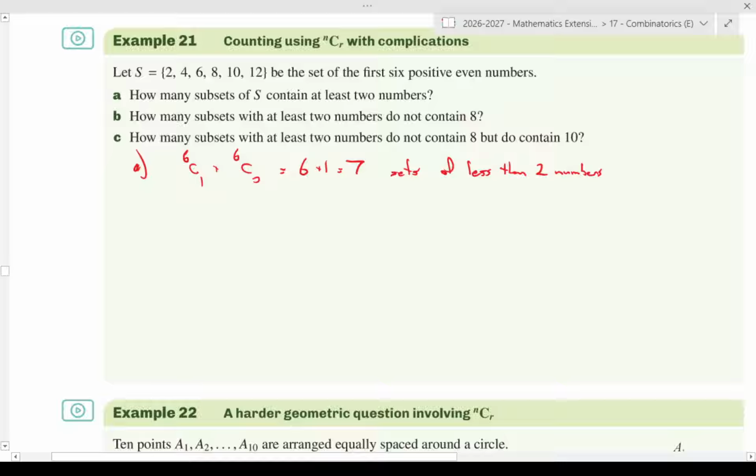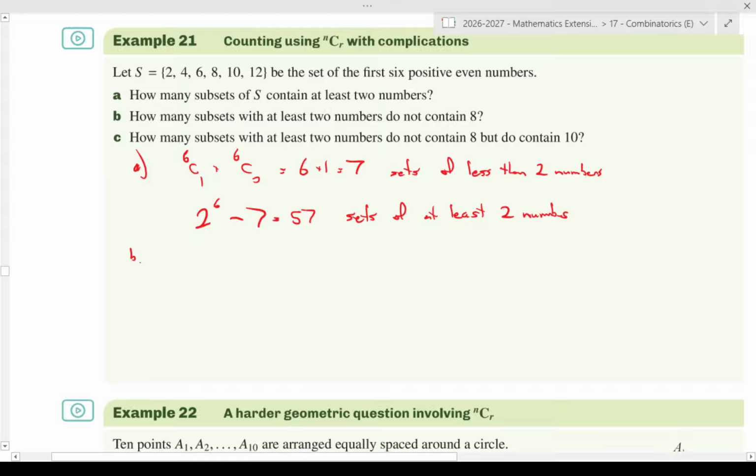Then if we wanted to choose all of them, you'd have 2 to the power of 6. So we're then going to minus the 7, which gives us 57 sets of at least 2 numbers. So the 2 to the power of 6 is all the different ways these can be organised, and the minus 7 eliminates all of the ways that there's less than 2 numbers in.